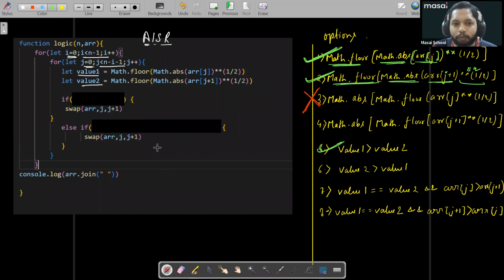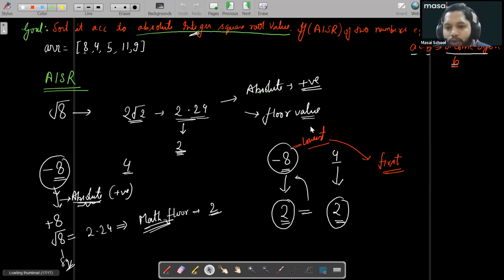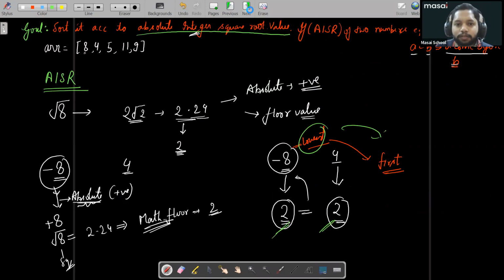Do you want to participate further? Because there is one else if condition. Why? Because the question was saying if the values are equal, then the lowest should come first. We have seen, right? If the values are equal, like 8 and 4, there is 2 and 2, which is equal, right? So the lowest value should come first.